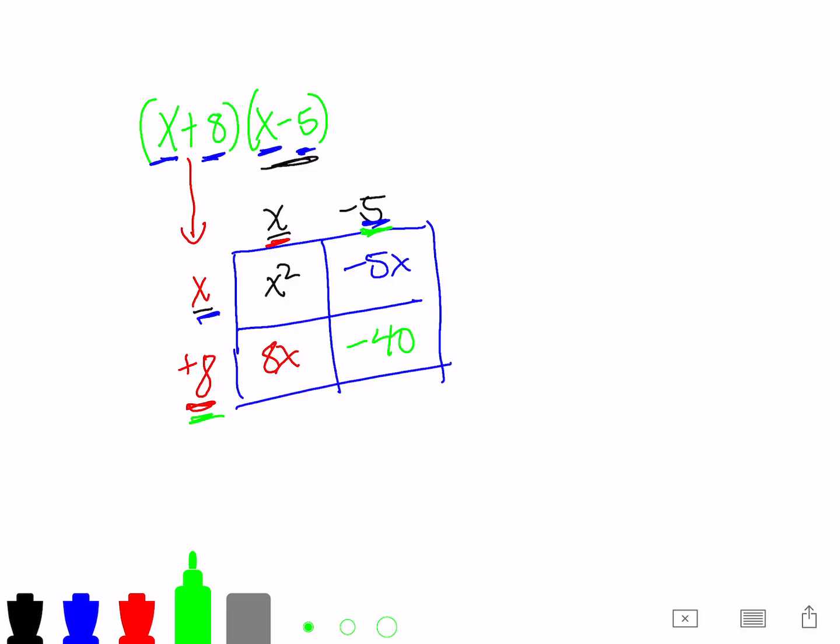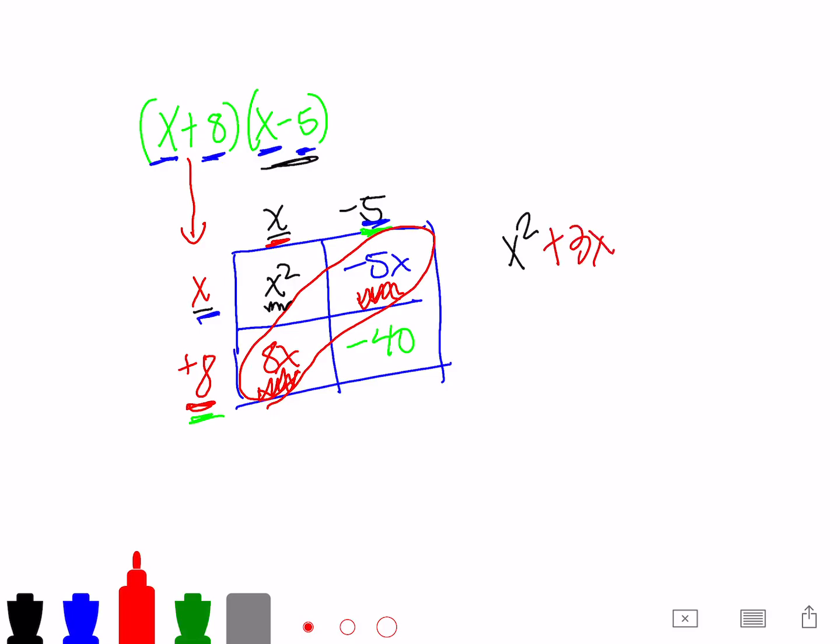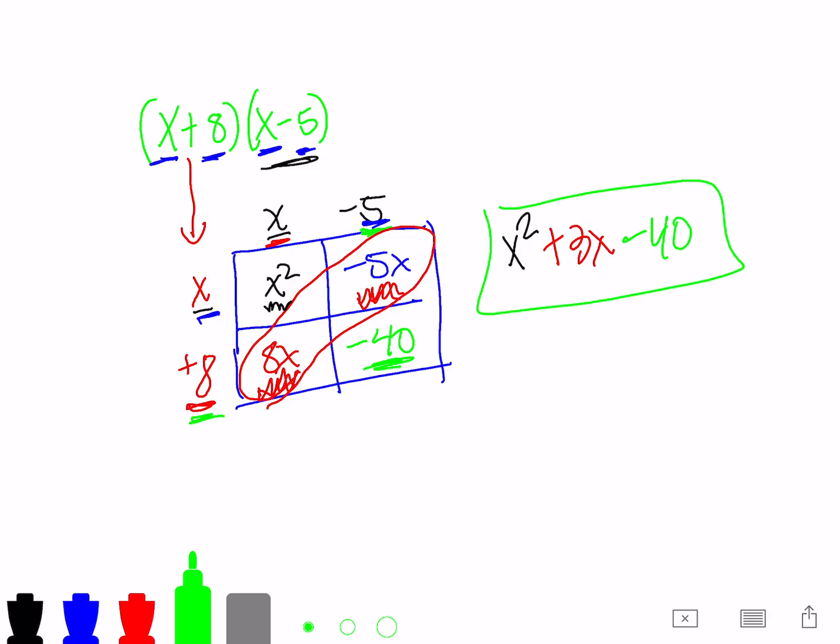Now, in our box, we can look for like terms. Frequently, but not always, in your box, you look diagonally and those will be like terms. So notice here the 8x and the negative 5x are like terms. So this gives us x squared right here. The 8x and the negative 5x gives us 3x. And then we have the negative 40. So then this becomes our answer.